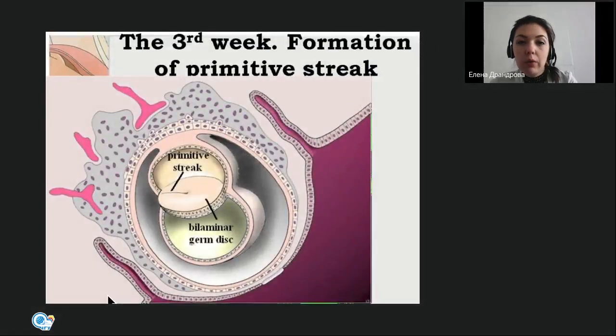Okay, what's going on next? On the third week of embryonic development, the primitive streak is formed. So on the epiblast, on the outer side of the embryo, thickening of the cells in the very middle occurs, and it starts from the tail, from the posterior end of the embryo, and it starts moving anteriorly. From this primitive streak, the middle embryonic layer will later be developed.